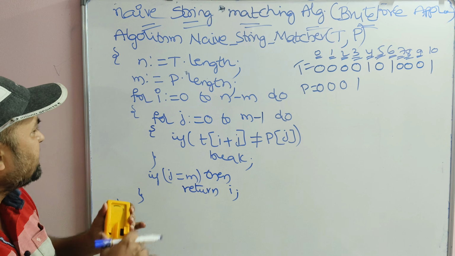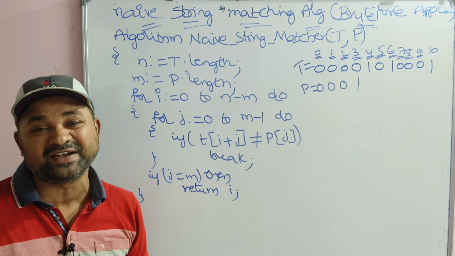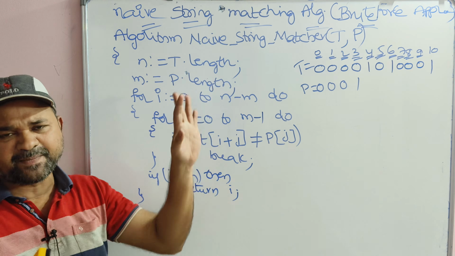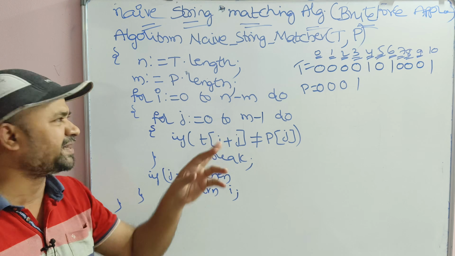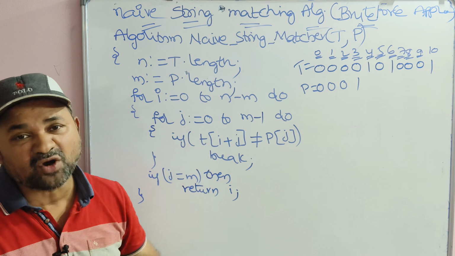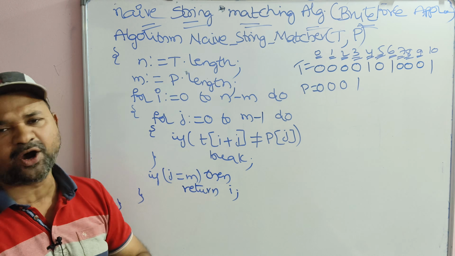Next, this is the assignment operator, colon equal to. Here n denotes the length of the text, so n colon equal to t dot length. This is not a method, this is an algorithm, so it is just a property. Next, m gives the length of the pattern, so m colon equal to p dot length.